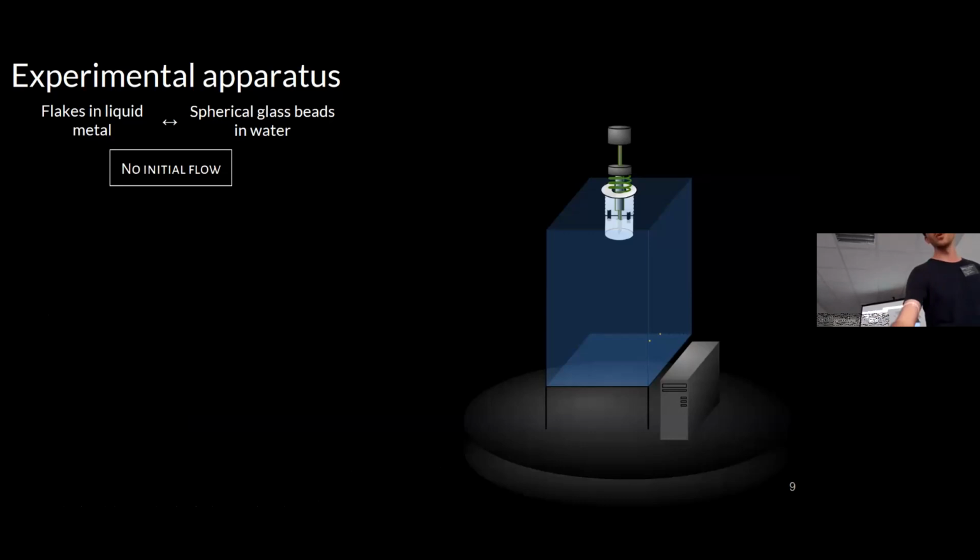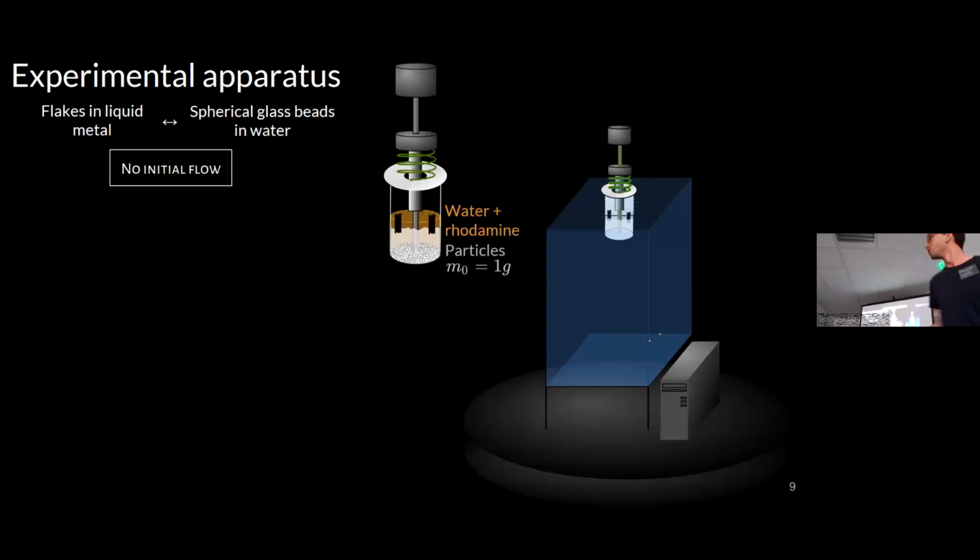So initially there is no motion in the tank and I need to release particles without initial velocity. So to do that, I put them into a cylinder with some water and some rhodamine, which is just dye colored in orange. And I seal the cylinder at the bottom with a latex membrane, which is stretched. And what I do initially with the needle is I puncture the membrane in the middle. It quickly retracts and releases the content of the cylinder.